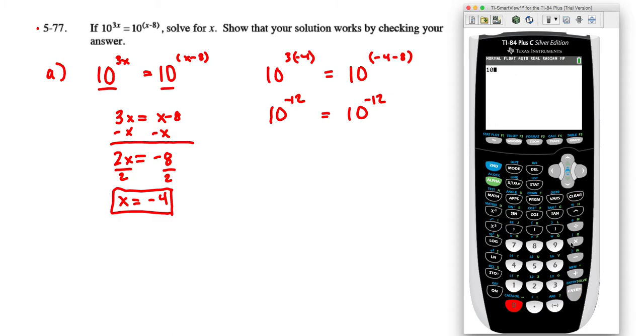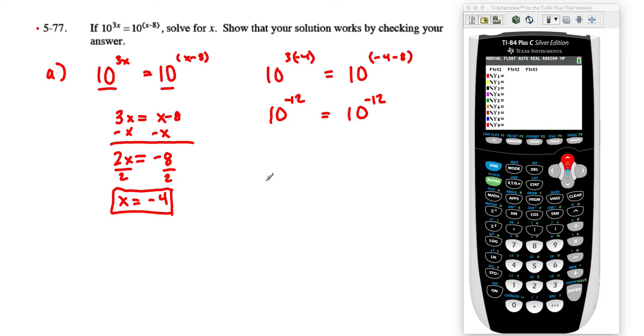10 to the negative 12th power should be a pretty small number there. This is scientific notation. This would be like 1 times 10 to the negative 12th. So it's a real tiny number. So that should work there. The only other way we could solve this, if you wanted to solve it on the calculator, is to solve it as a system.